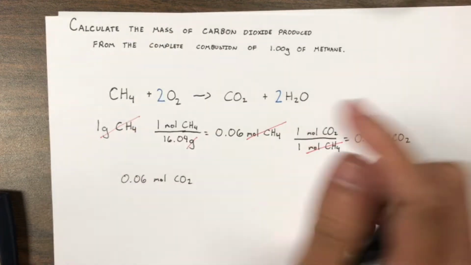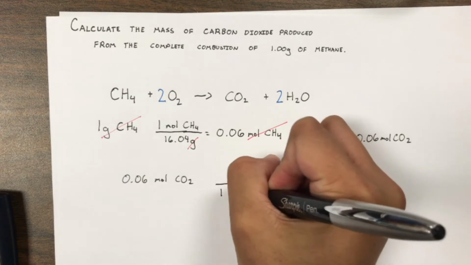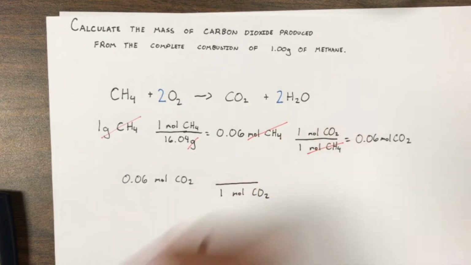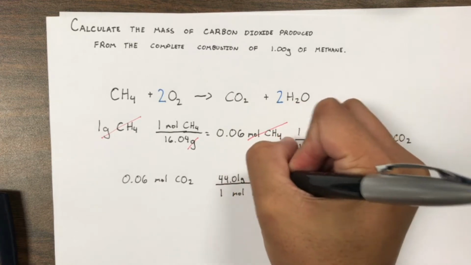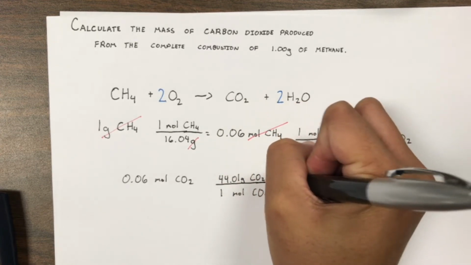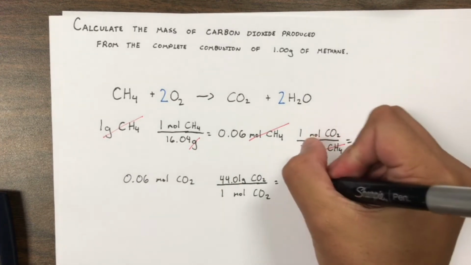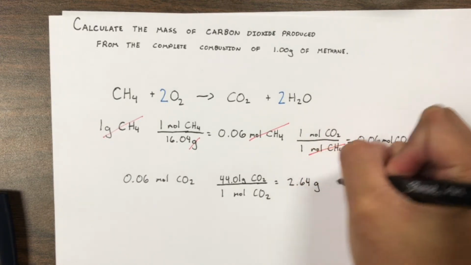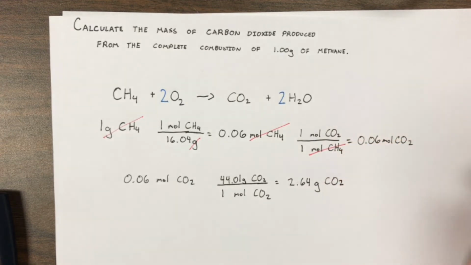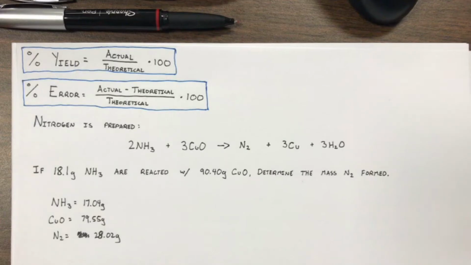Now they want to know the mass. Right now it's in moles. So for every 1 mole of CO2, this is 12 plus 16 plus 16, so this is 44.01 grams of CO2. If we multiply these times 0.06, you should get 2.64 grams of CO2. I have 3 sig figs here, so 3 sig figs there should be good.